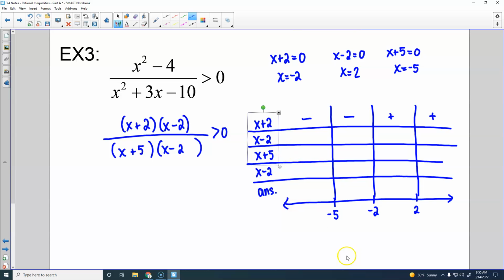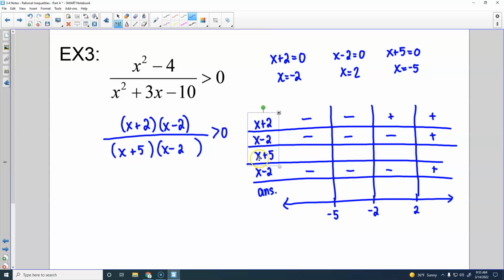X minus 2, same thing. -6 minus 2, that'd be negative. Right here, -4 minus 2, still negative. 0 minus 2, negative. And then finally, anything bigger than 2 would give us a positive. I could go ahead here, because this is the same factor, and just copy that down for this line.